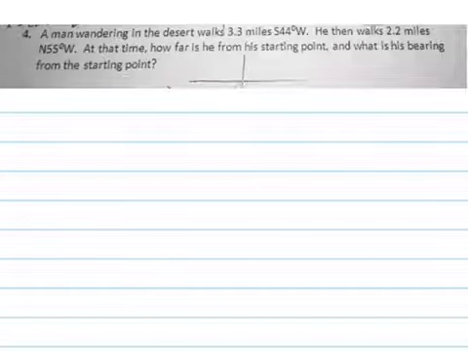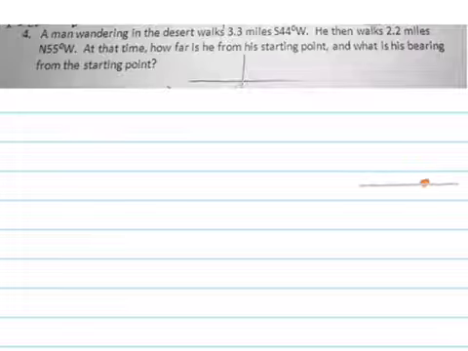All right, here's another bearing problem. A man wandering in the desert walks 3.3 miles southwest. So we're heading west. Let's have him start over here on the right, and let's draw in our coordinate axes where he starts. Let me draw it a little bit straighter. All right, there's my coordinate axes.